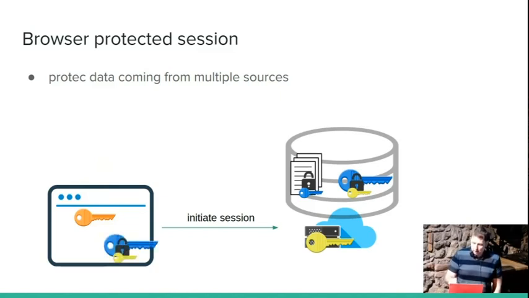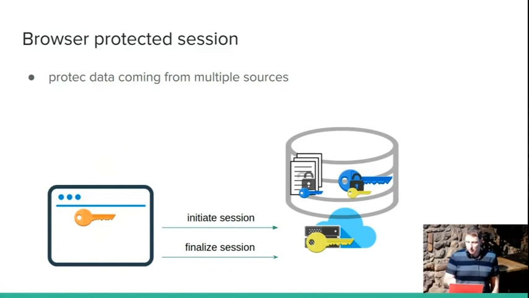And when we are about to finalize the session, we again push this encrypted key back to the browser. The browser decrypts it, sends it back in plain text, and on the server, we can decrypt the data, process it, generate a PDF, invoice, receipt, whatever, and just throw it away. So that's how you can keep your data secure, even from asynchronous sources.